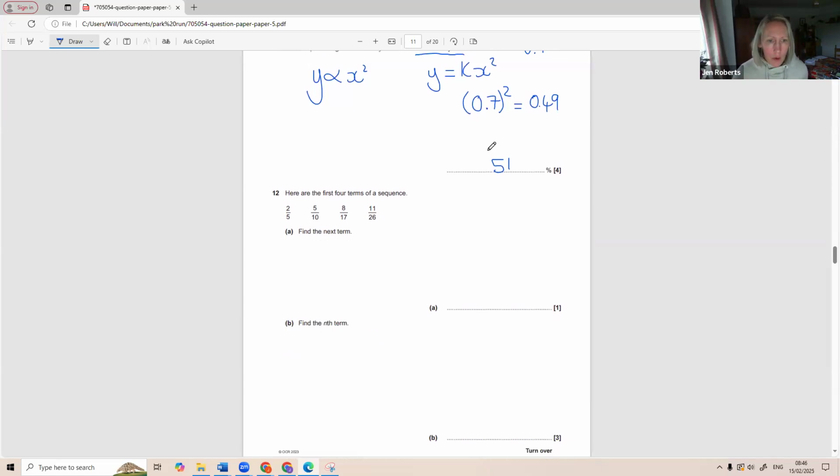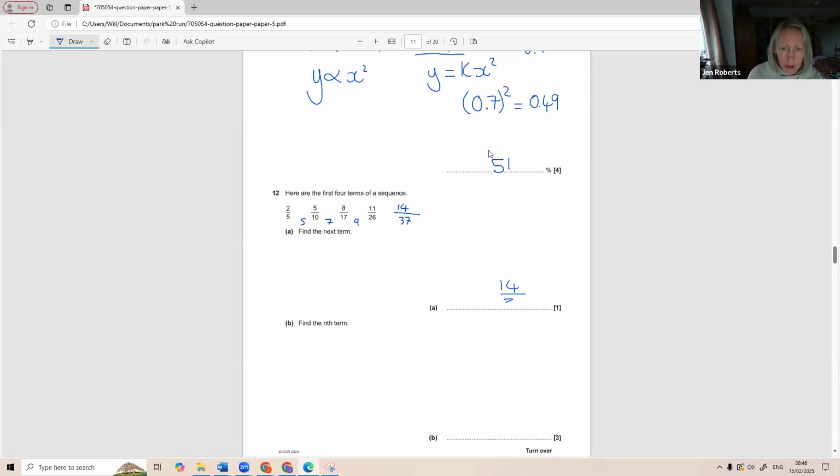Here are the first 4 terms of a sequence. Find the next term. Okay, so the numerator is a linear sequence, isn't it? So we're adding 3 each time. And the denominator, not a linear sequence. It looks like a quadratic sequence. We need to add 11 next. 37.